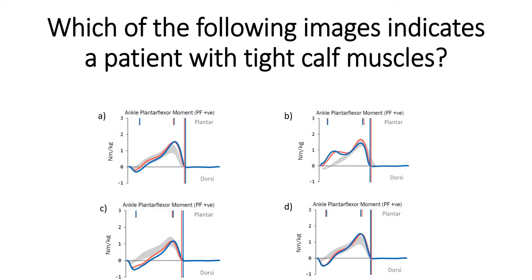So which one of those joint moment graphs indicates it? They're each from 4 different patients, 4 different people that have had a gait analysis over the years. Which one of those suggests someone that's got tightness in the calf muscles? Okay, moving on.